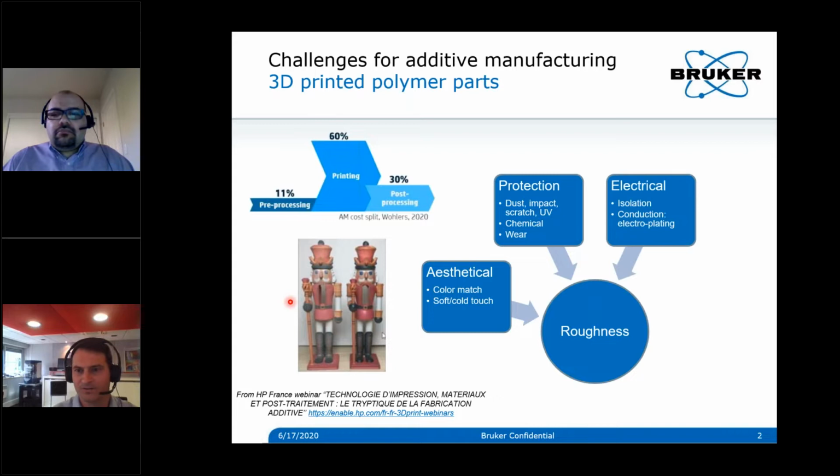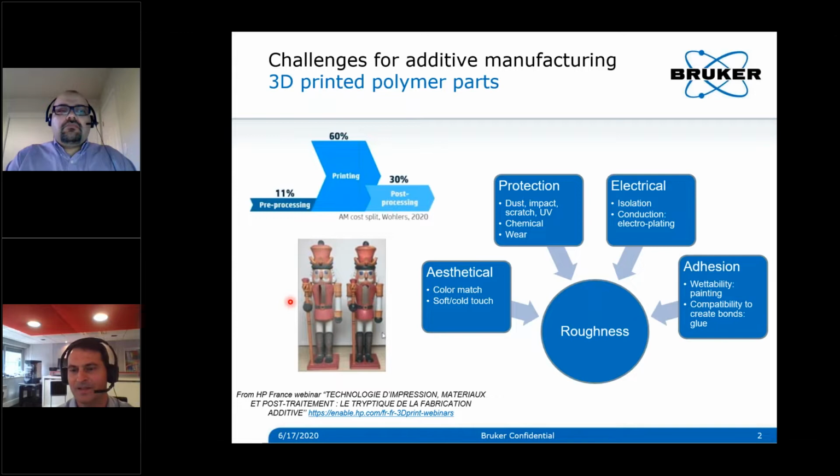The other point is that some of the parts are used to conduct electricity, or on the contrary, to have some insulative behavior, which is achieved by applying a primer and coating over the manufactured surface, which again links back to a certain roughness for anchorage of that primer. And sometimes you may want the surface to be hydrophilic or hydrophobic, or compatible with glue whenever you assemble multiple parts together, which comes back again to roughness as a main core part.